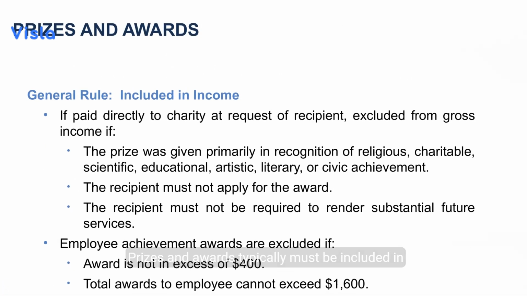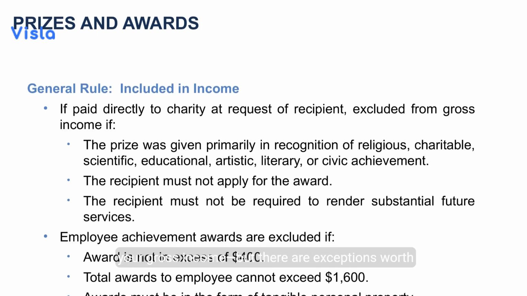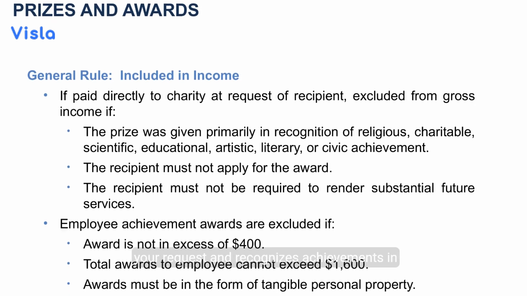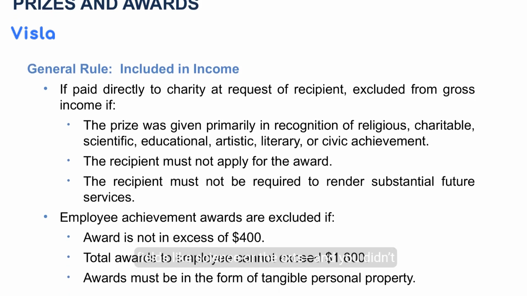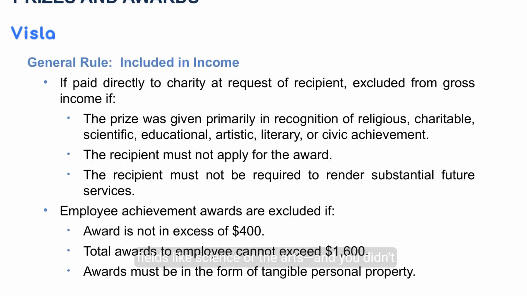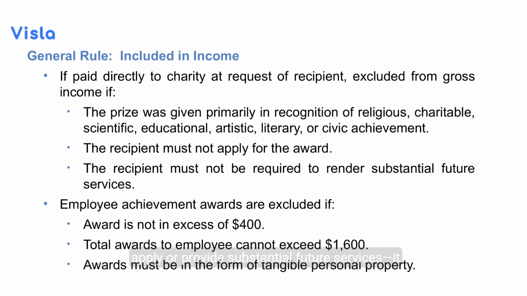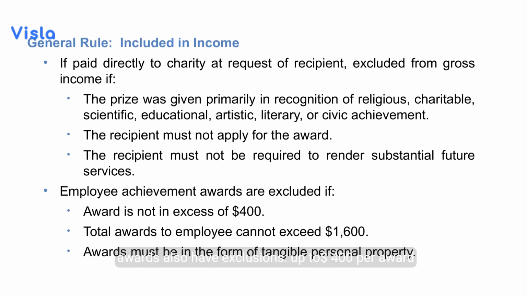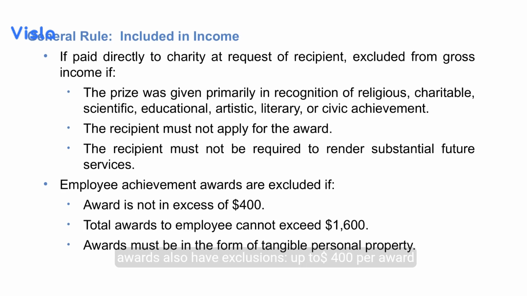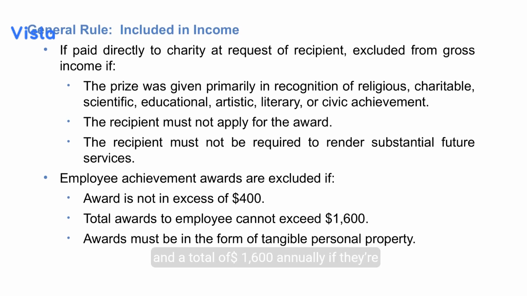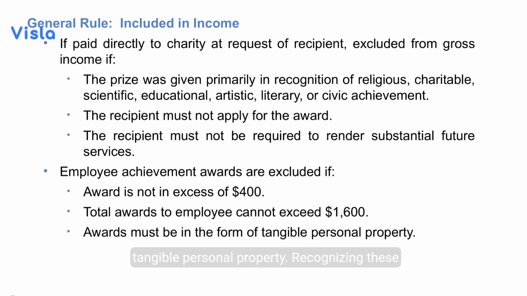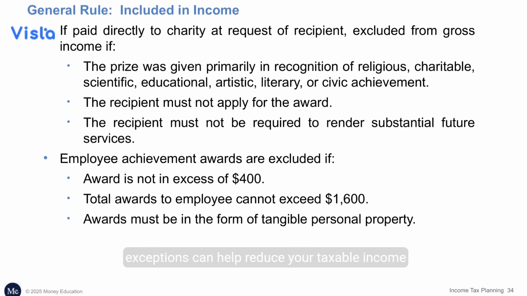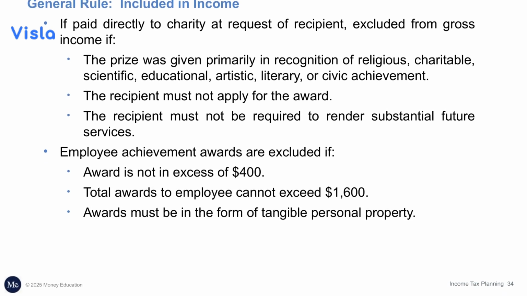Prizes and awards typically must be included in your gross income, but there are exceptions worth noting. If a prize is paid directly to charity at your request and recognizes achievements in fields like science or the arts, and you didn't apply or provide substantial future services, it may be excluded from income. Employee Achievement Awards also have exclusions, up to $400 per award and a total of $1,600 annually if they're tangible personal property. Recognizing these exceptions can help reduce your taxable income while rewarding excellence.